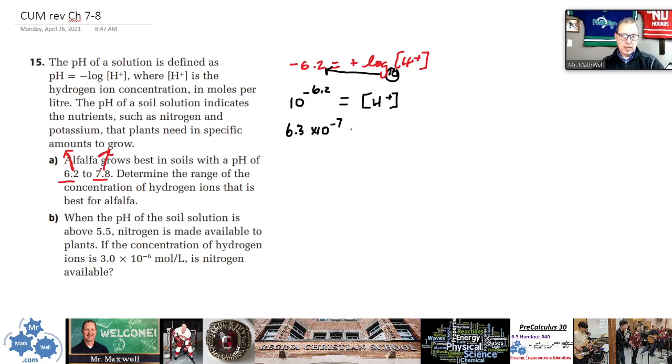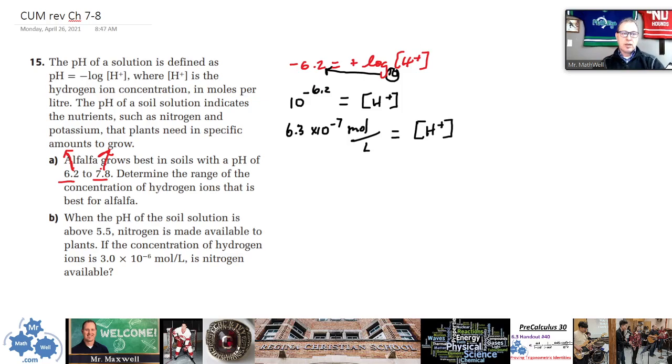Now that's going to be in, what's the units there? Moles per liter. If you took Physical Science 20, you know what moles are. You haven't worked with them much, so that's okay if you don't remember, but moles are just a measurement of amount of specific substance, okay? Moles per liter. And that's of hydrogen ion concentration, okay? So that's one of the limits of the range.